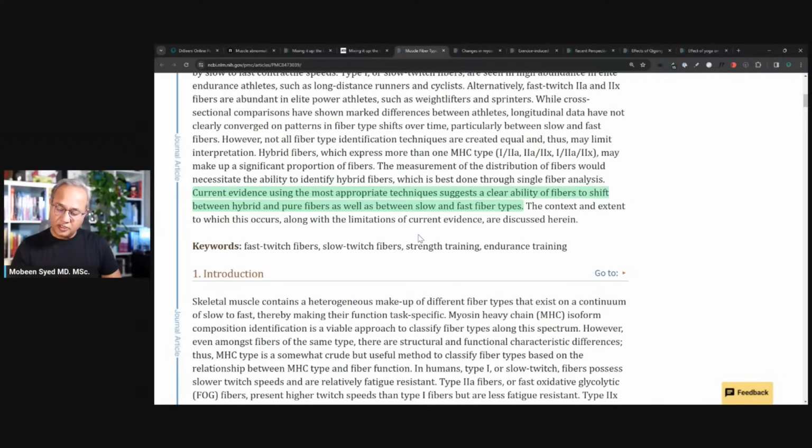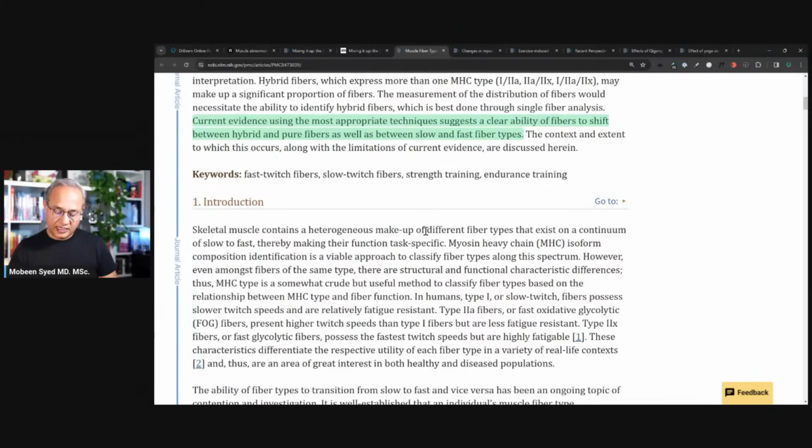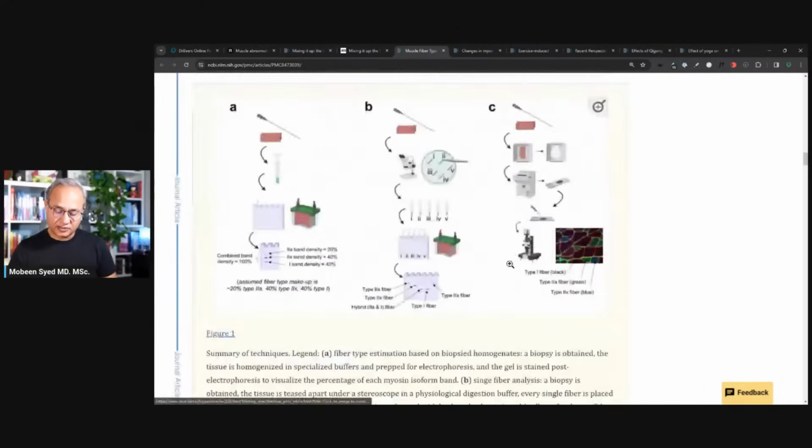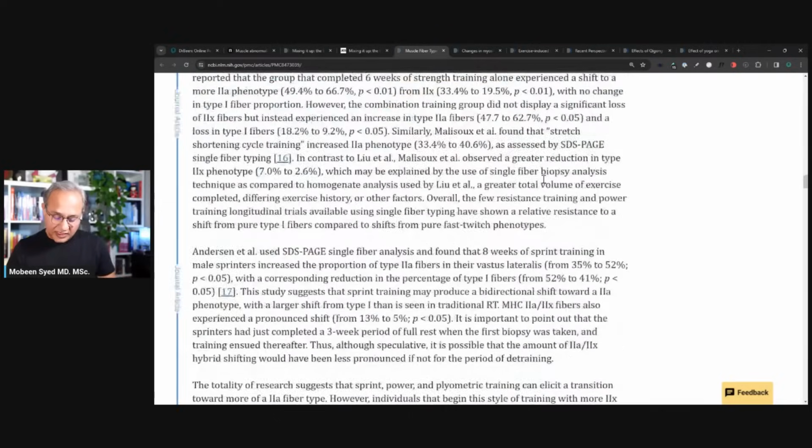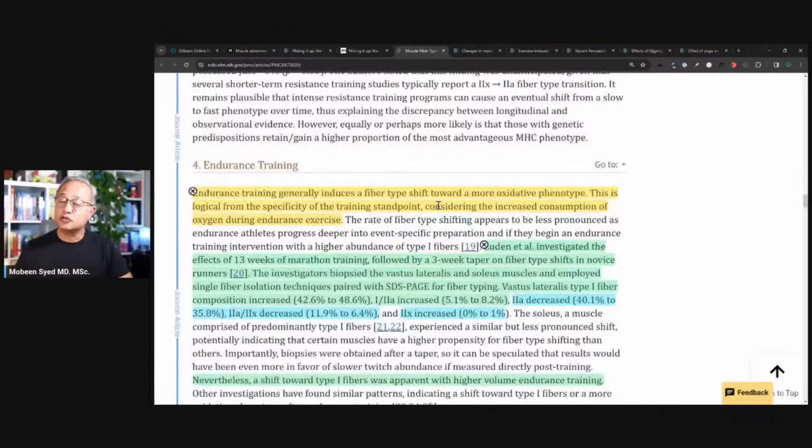And you are seeing here, if you read this one, they have a lot of various kinds of exercises. For example, resistance and sprint cause a shift towards producing more 2X, etc. Then down here, this is interesting, endurance training. Endurance training generally induces a fiber type shift toward a more oxidative phenotype, meaning oxidative type. Endurance training moves towards oxidative. That is what we want.